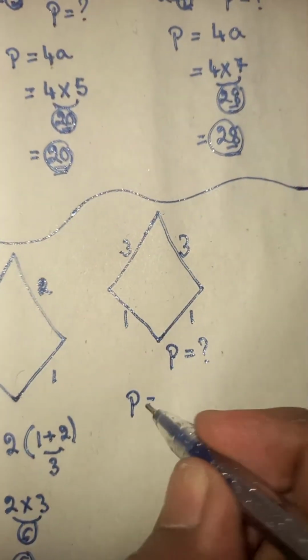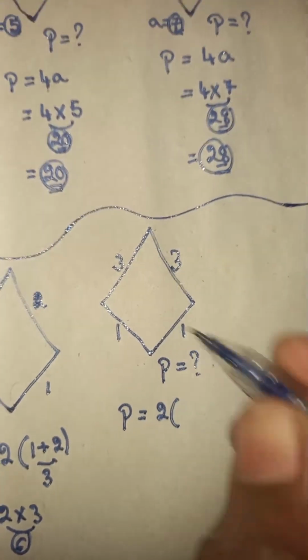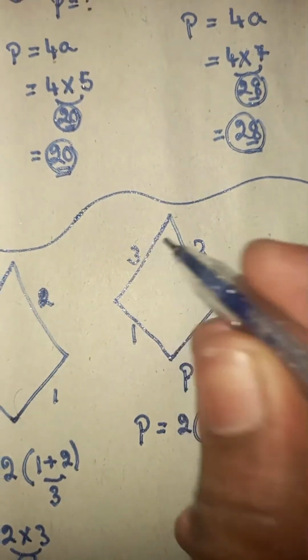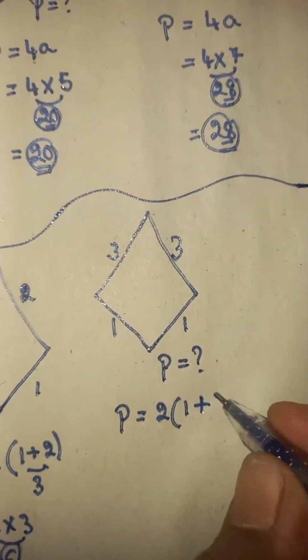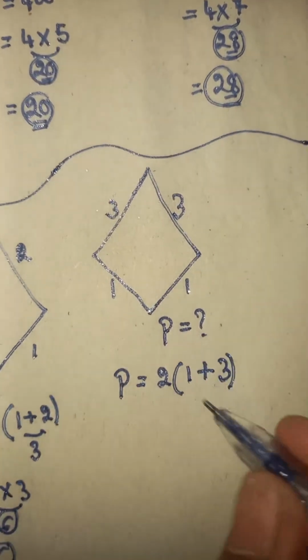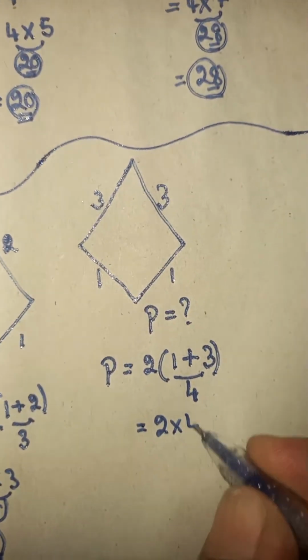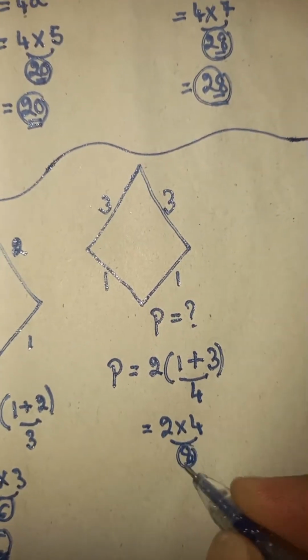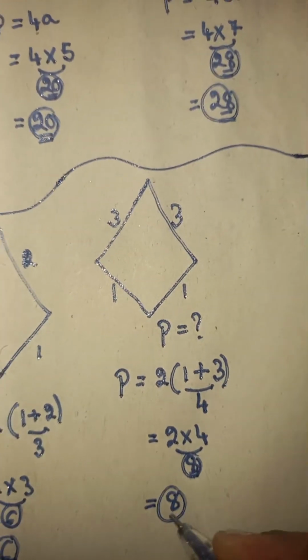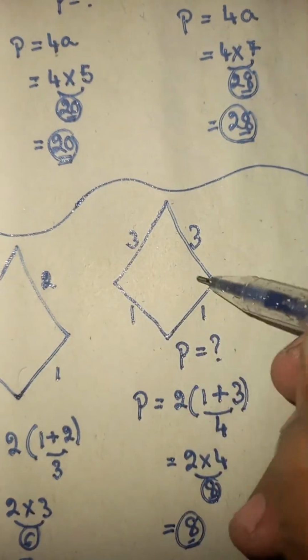Perimeter of the kite here also the same way, 2 times of sum of below side and above side, that is 1 plus 3. Here 1 plus 3 becomes 4, so 2 times of 4, 2 times of 4 is 8. So 8 units is the perimeter of this kite.